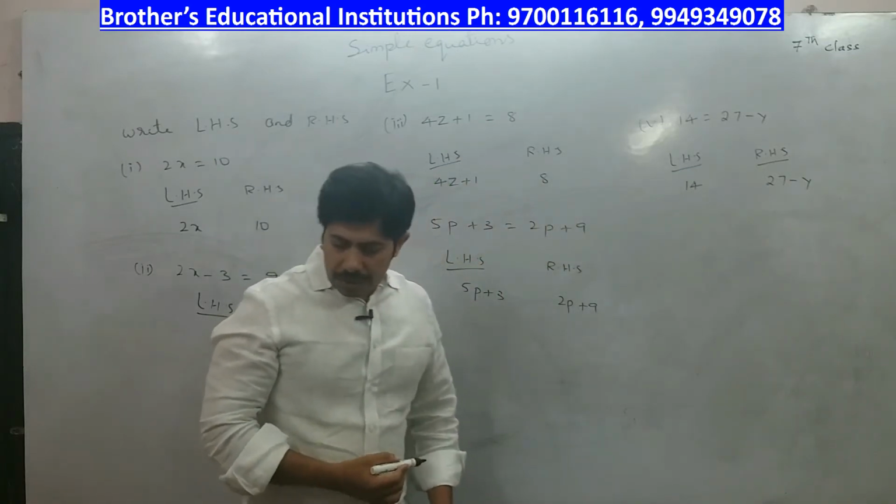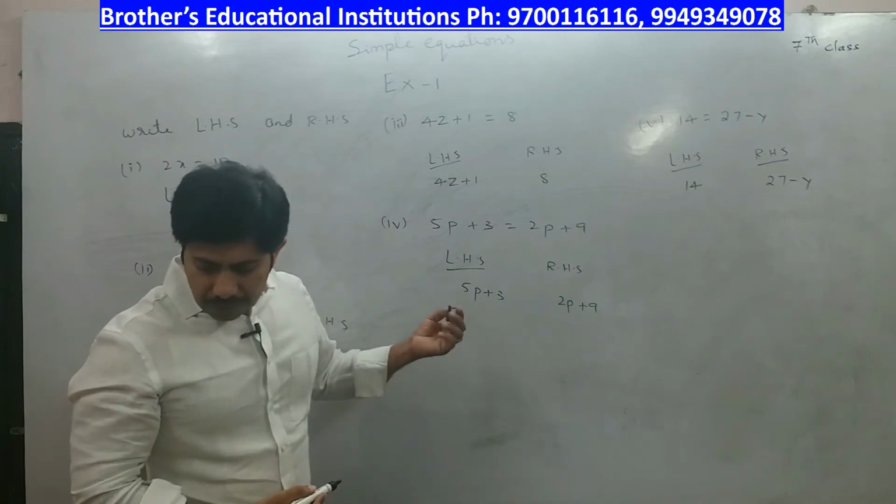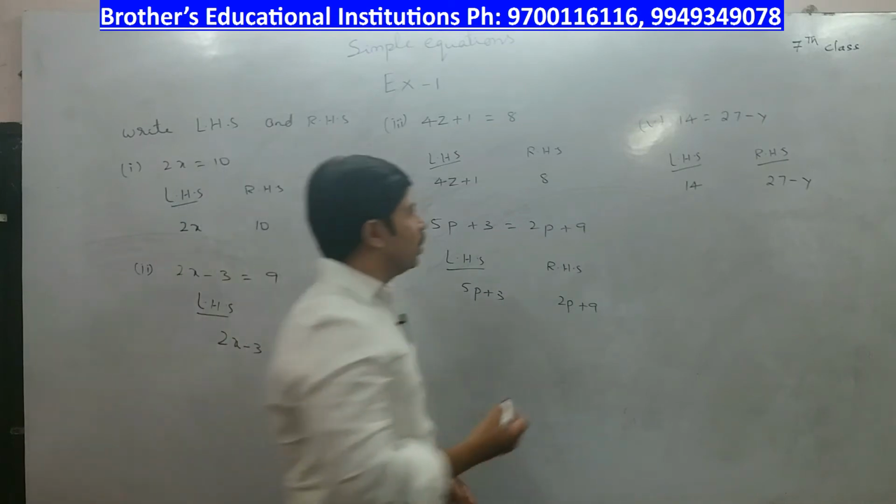Okay. So one more problem we will do. Afterwards you can note down 2a minus 3 is equal to 5.